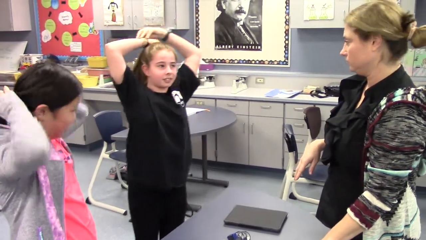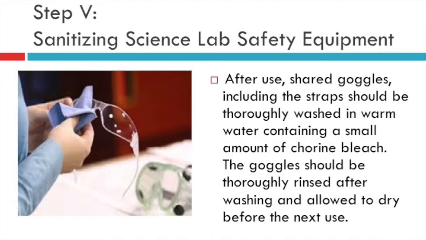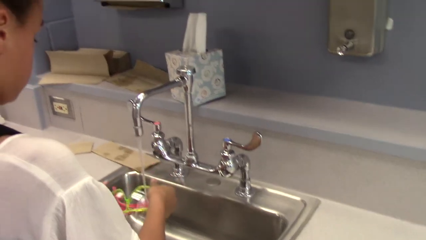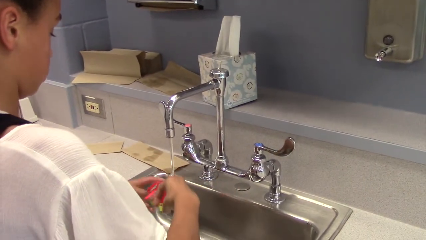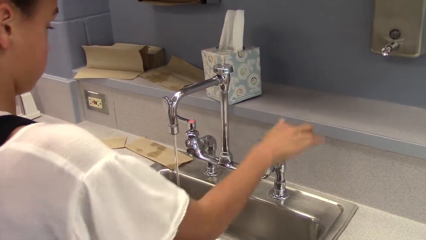The next step is to sanitize science lab safety equipment. After use, shared goggles, including the straps, should be thoroughly washed in warm water containing a small amount of chlorine bleach. The goggles should be thoroughly rinsed after washing and allowed to dry before the next use.